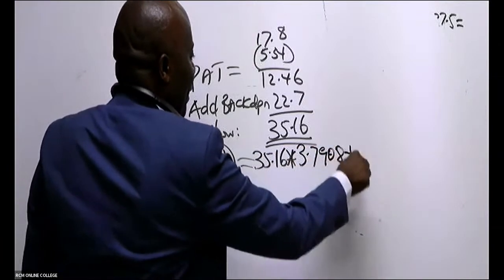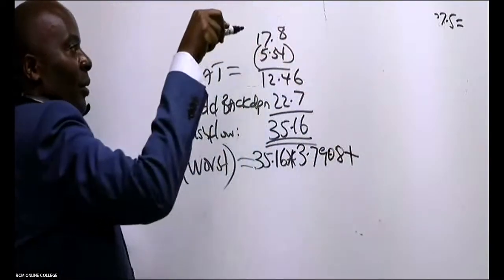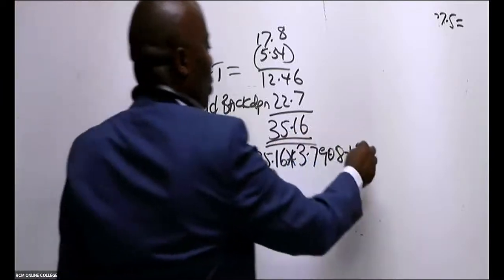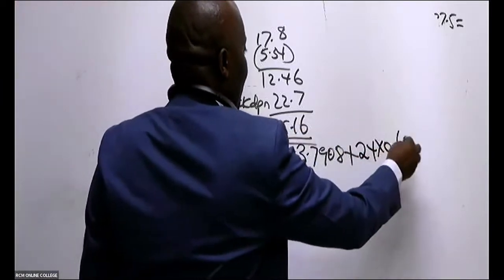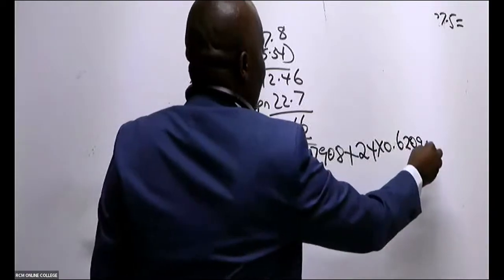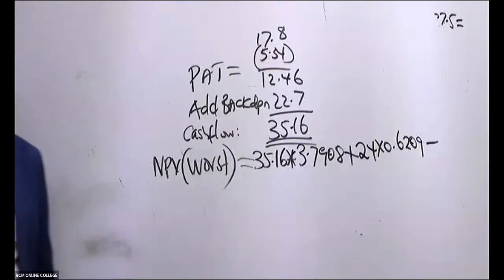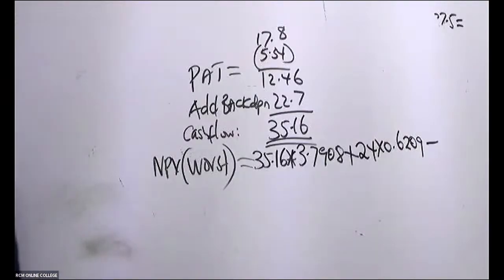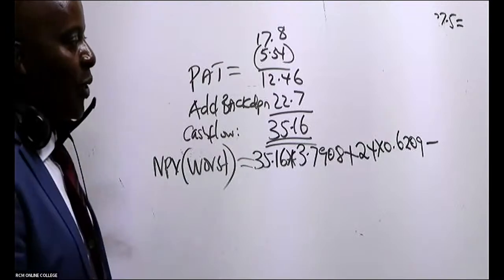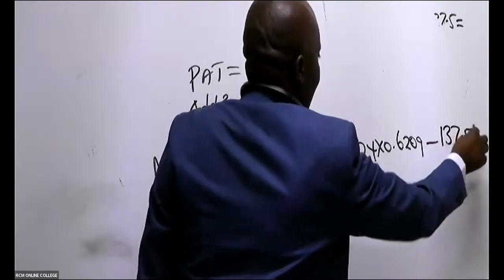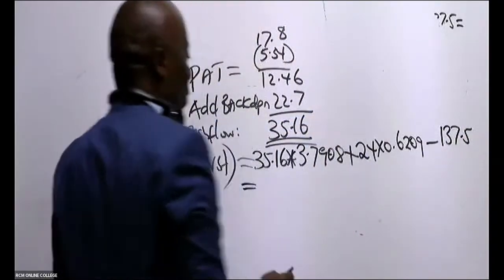3.7908. Plus, in this case, that's scrap, the terminal. The terminal had given me a number, if I remember very well, 24. So 24 times 0.62. In this case, you remember the initial outlay is an outflow. It has to be subtracted always. The initial outlay was an outflow. It must be subtracted always. 137.5. So then this one here will end up giving us what net present value?